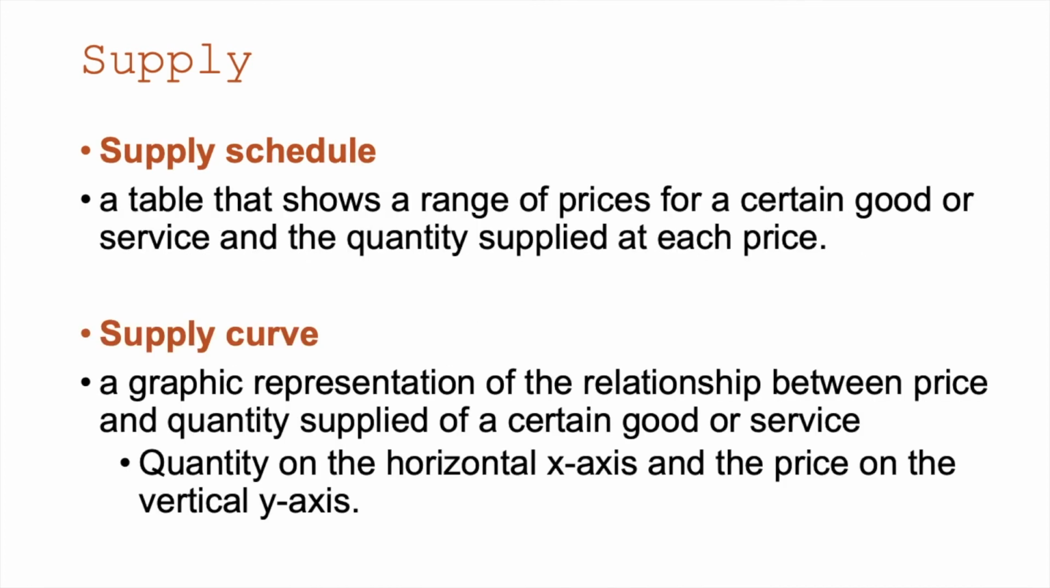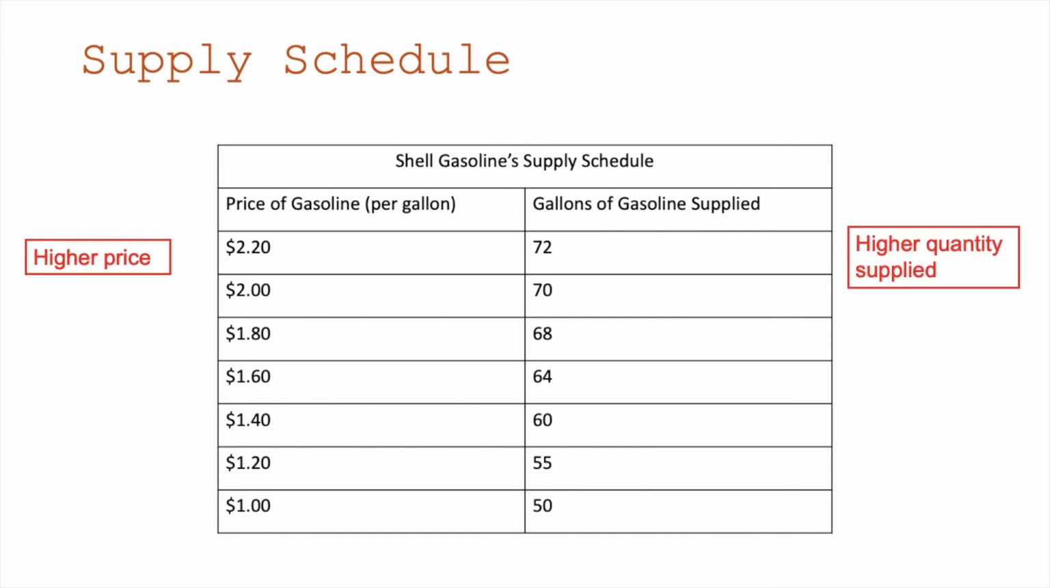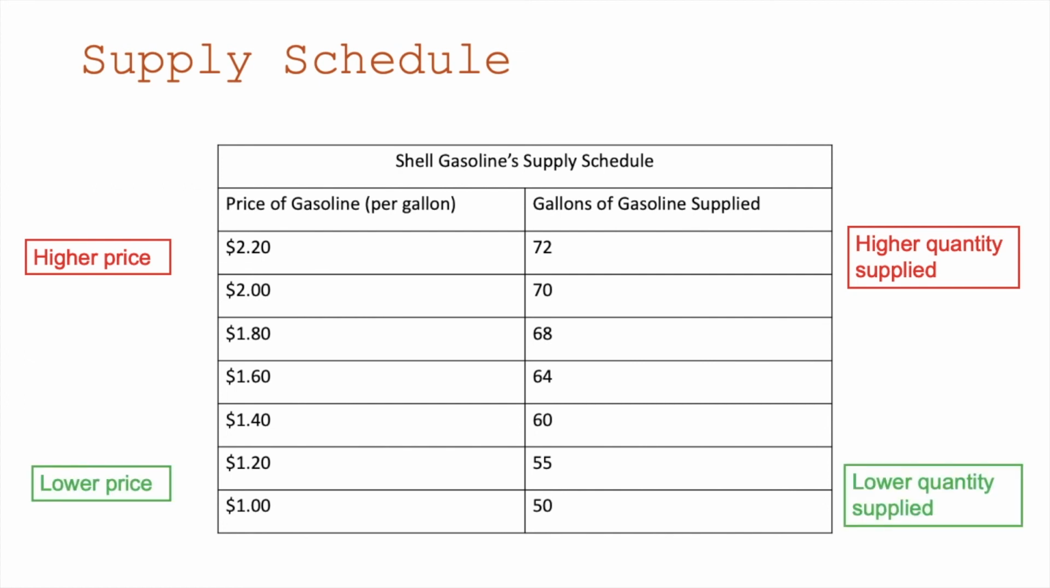We can show that relationship of supply one of 2 ways. We can show it in a table. If it's in a table, we call it a supply schedule. And if we were to put it in a graph, we'll call it a supply curve. Here's an example of one gas station's potential supply schedule for gasoline. When the price of gas is higher, say $2.20 per gallon, let's say Shell gasoline, this one firm, is willing to supply 72 gallons of gas, so higher price, higher quantity supplied, versus when the price per gallon is low, say $1 per gallon, their quantity supplied is only 50.